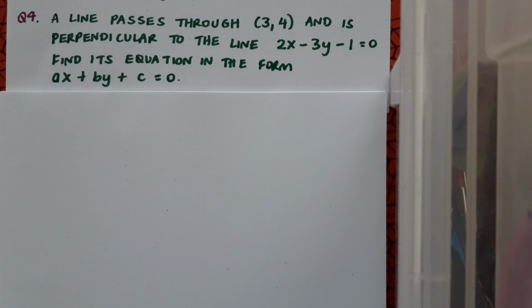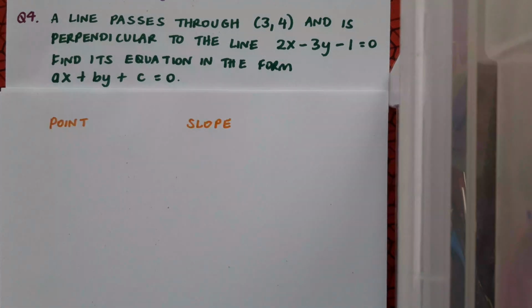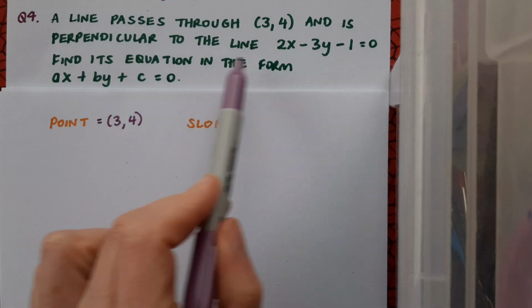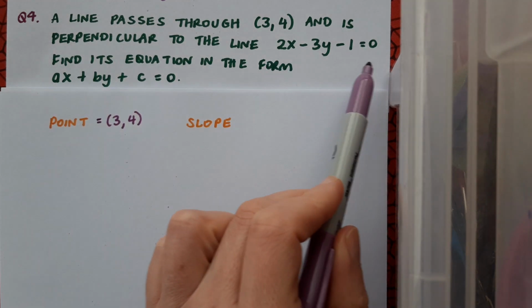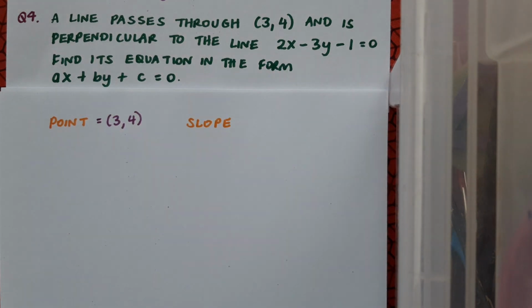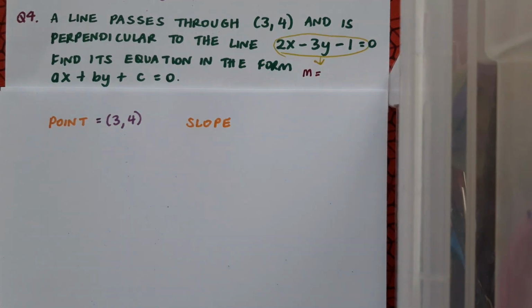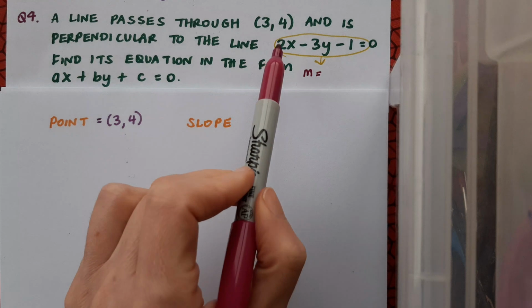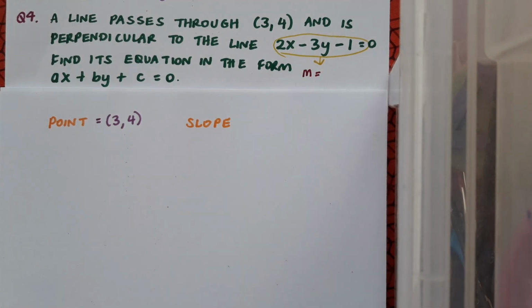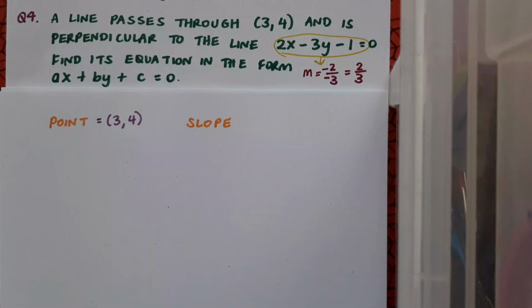Okay, so let's go through it. We want to find the equation of a line. We need to know the point and slope. Point is clearly given as 3, 4, and the slope I have to go hunting for because I'm told that the line that I want is perpendicular to this line here, 2x minus 3y minus 1 equals 0. So the first thing that I need to do is figure out the slope of this line that I'm given. So the slope is going to be minus a over b, so I'll change the a value, don't change the b value. So that's minus 2 over minus 3, which I can simplify a little bit to 2 over 3.